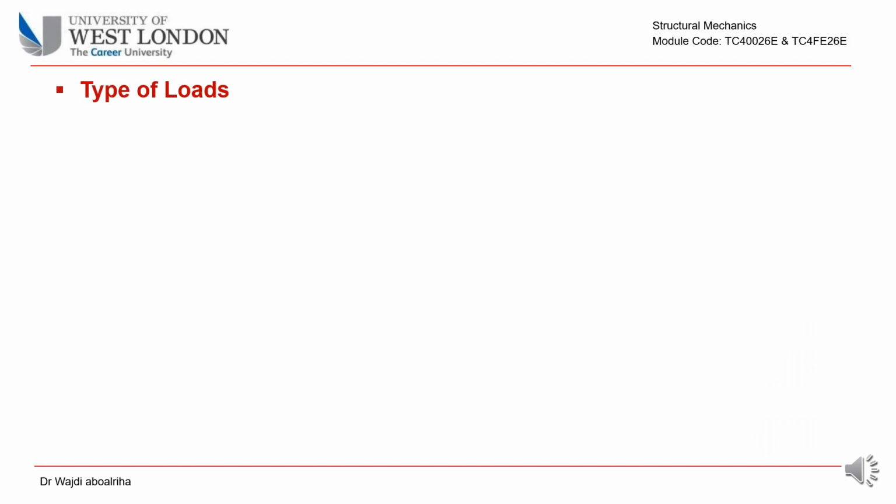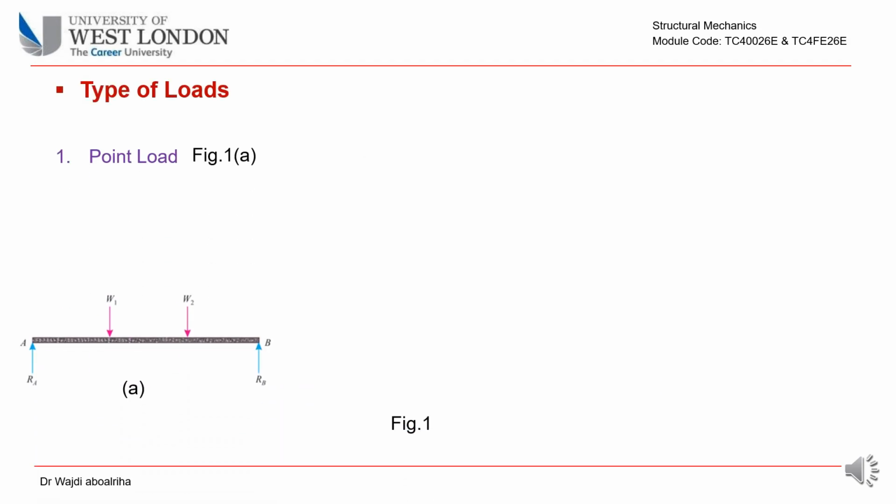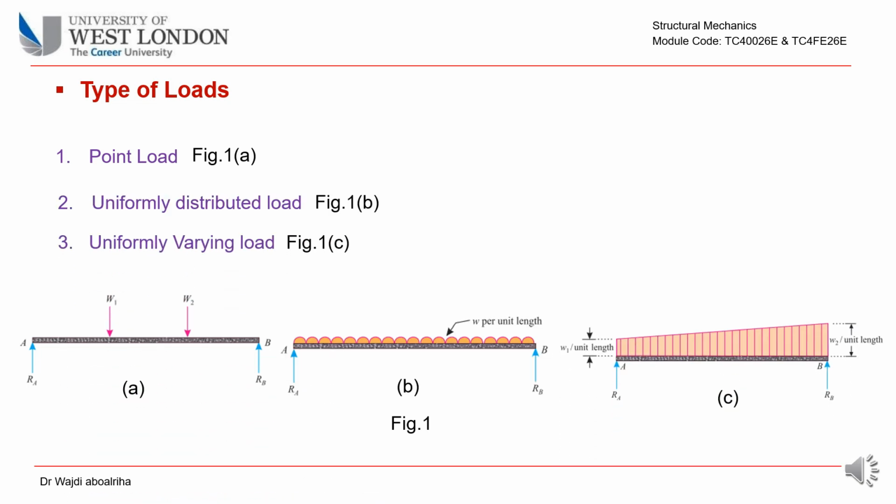Types of loads. Point load: a load acting at a point on a beam, as shown in figure 1a. Uniformly distributed load, UDL: a load which is spread on a beam, as shown in figure 1b. Uniformly varying load: a load which is spread over a beam in a uniformly varying manner, as shown in figure 1c.